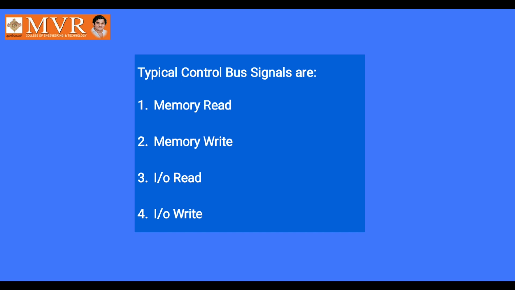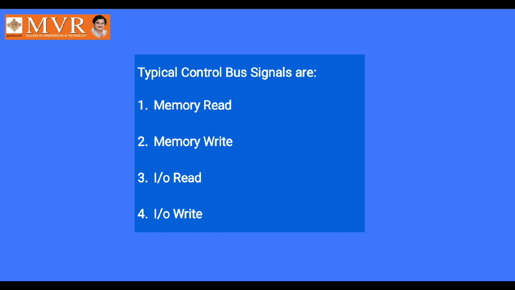Now this control bus we have discussed. What are the basic operations or signals that are passed by the control bus? Memory read signal, memory write signal, IO read and IO write. So memory read means we need to read the location. From the memory, data may be read. Some data may be stored in the memory. So that will be read by the control bus.